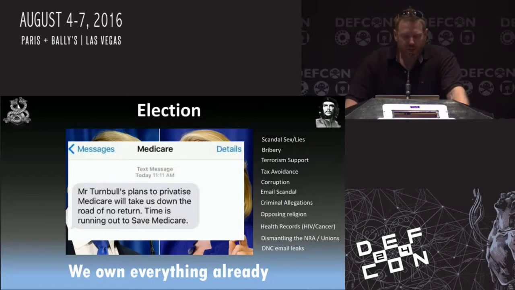In my country, Australia, we got an SMS just before we went to the polls. Medicare is a bit like your Obamacare, and it looked like the SMS was from Medicare, and it was pretty much to scare people into voting for the other party. So, a technique that you can use to throw an election.